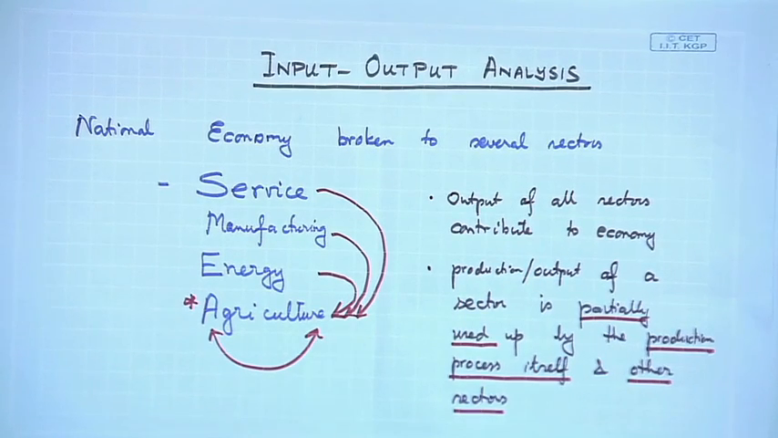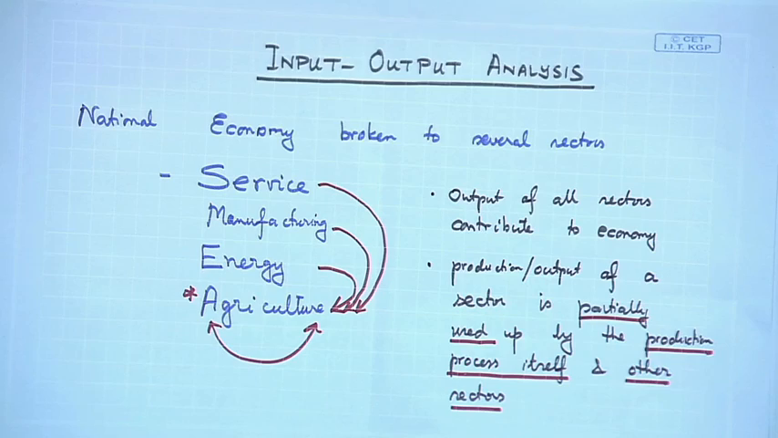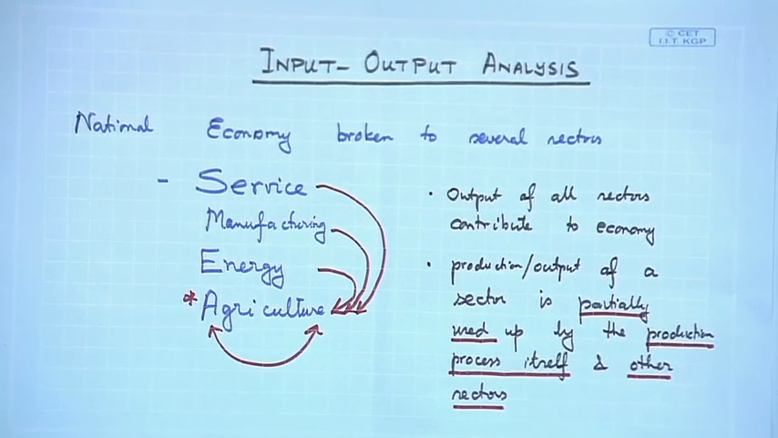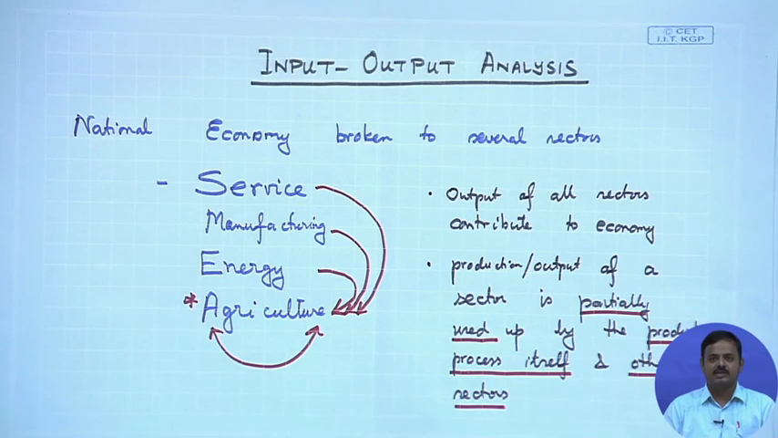And what we said was, if you look at input output analysis, we started by saying that any national economy is broken down into several sectors, and if you take a certain sector, the output of that sector is partially used up by the production process itself and by other sectors also. And after that, whatever is left is available for us for consumption. So consumption by the population, consumption or available for export and so on.